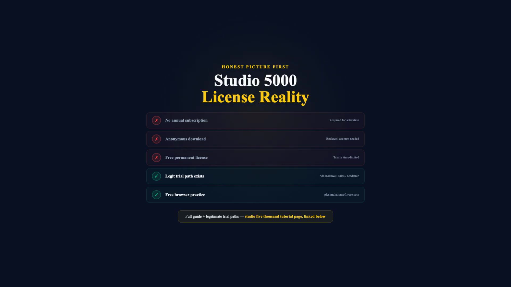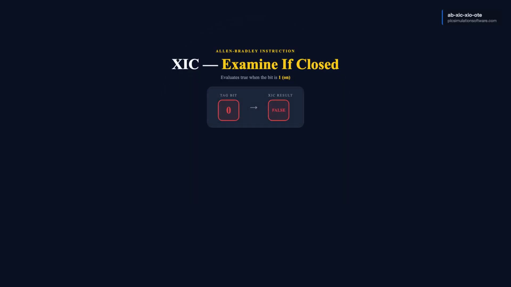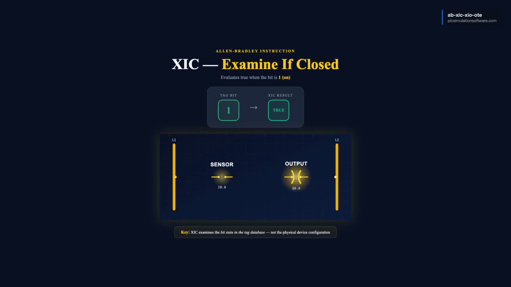Now, what this video gives you is the ladder logic itself. XIC, XIO, OTE, OTL, OTU, the TON timer with the timer done bit. Every instruction the AB dialect uses. You will build a start and stop motor rung from scratch, instruction by instruction.